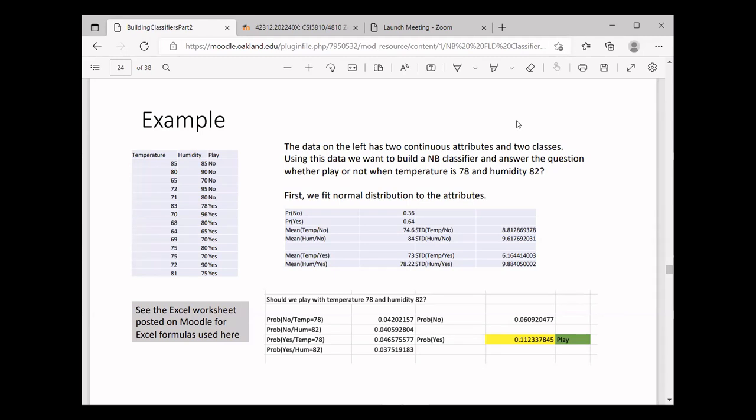All right. Now, if you want to see the underlying formulas, as I said, you go to the Moodle site, and I think the Excel worksheet is there, which you can click and see the actual formula. All right. So one thing is clear: you don't need anything other than an Excel sheet to do a Naive Bayesian classifier. All right.